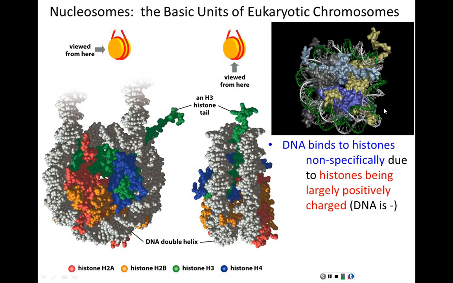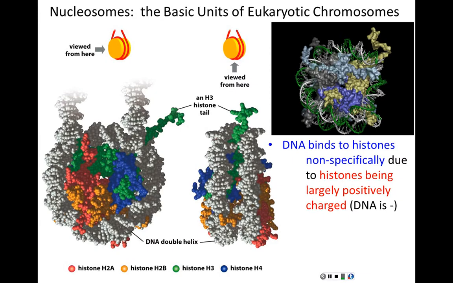What's important to note, among other things, is that DNA binds to histones non-specifically. What we mean by that is any DNA sequence can be wrapped around histones. The reason for this is a very simple electrostatic interaction. DNA is negative. We said that in the last lecture. We have the phosphate sugar backbone made up of negative phosphates. DNA as a molecule has an overall negative charge.